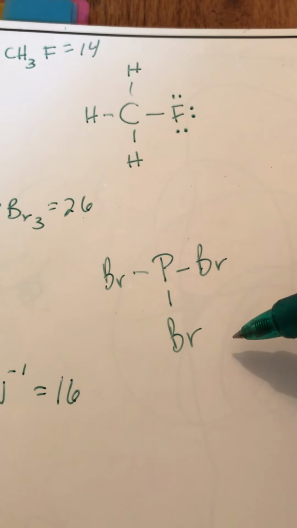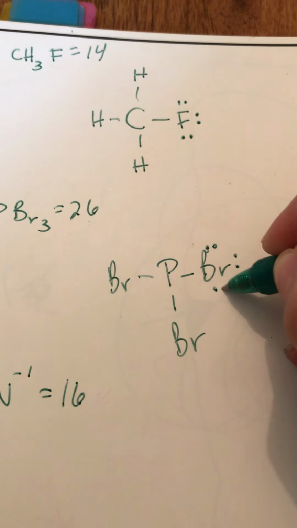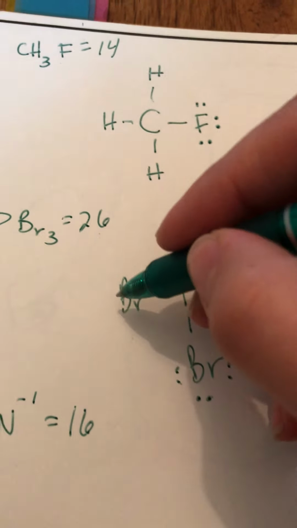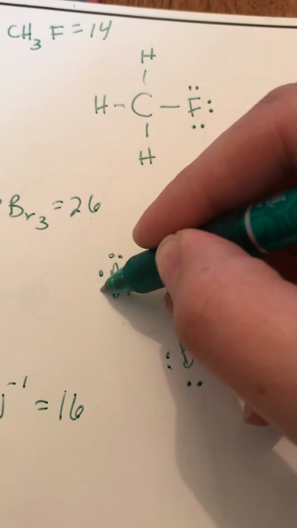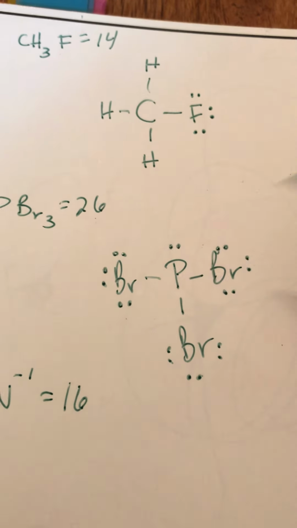All right, so now I have 2, 4, 6 drawn. Again, I'm going to put them on the outside first. That's 8, 10, 12, 14, 16, 18, 20, 22, 24, and I need to put the last set on P now.